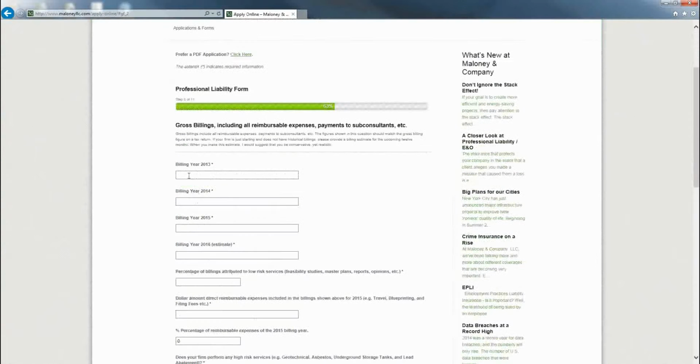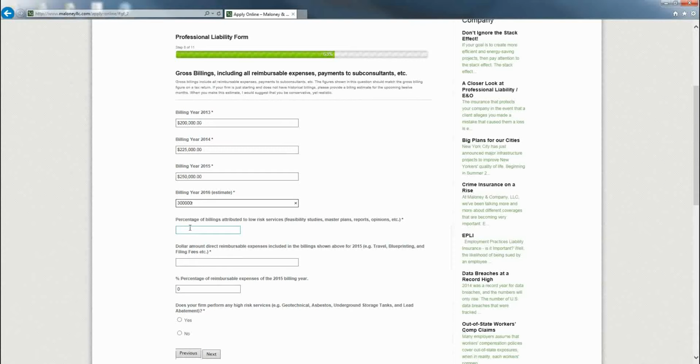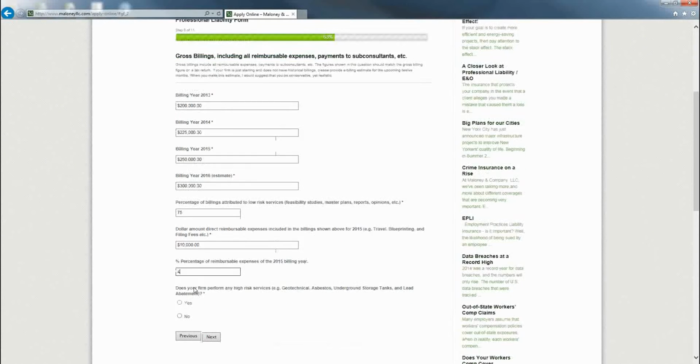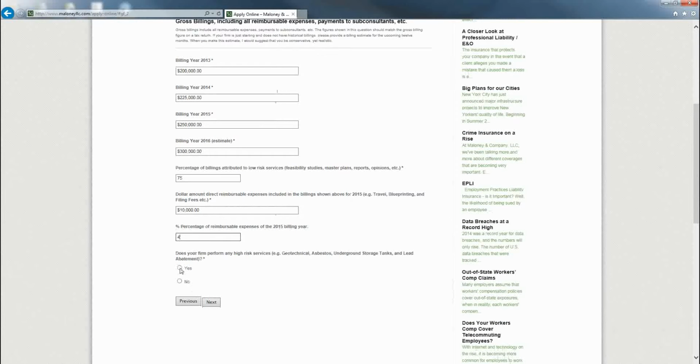Step 8. Billings. The figures shown in this question should match the gross billing figure on a tax return. If your firm is just starting out and does not have historical billings, please provide a billing estimate for the upcoming 12 months. When you make this estimate, I would suggest that you be conservative yet realistic. By entering your percentages of low-risk billings and your direct reimbursable expenses, you just calculated your percentage of reimbursable expenses. If your firm performs any high-risk services, please list them here.